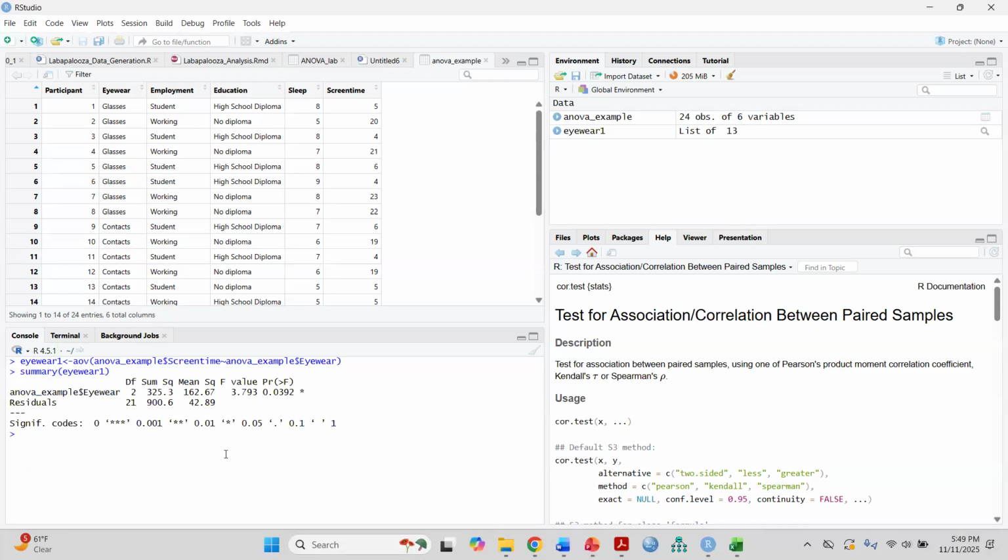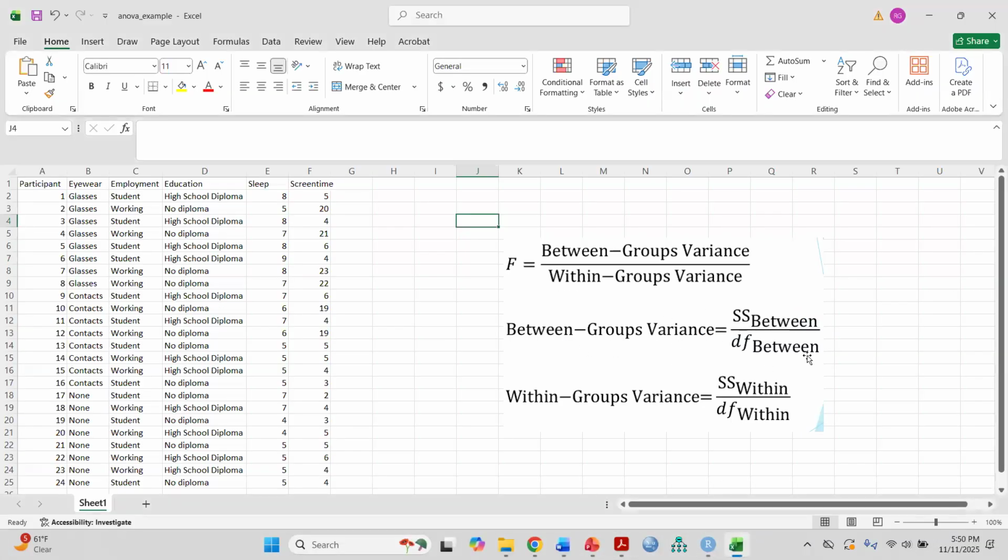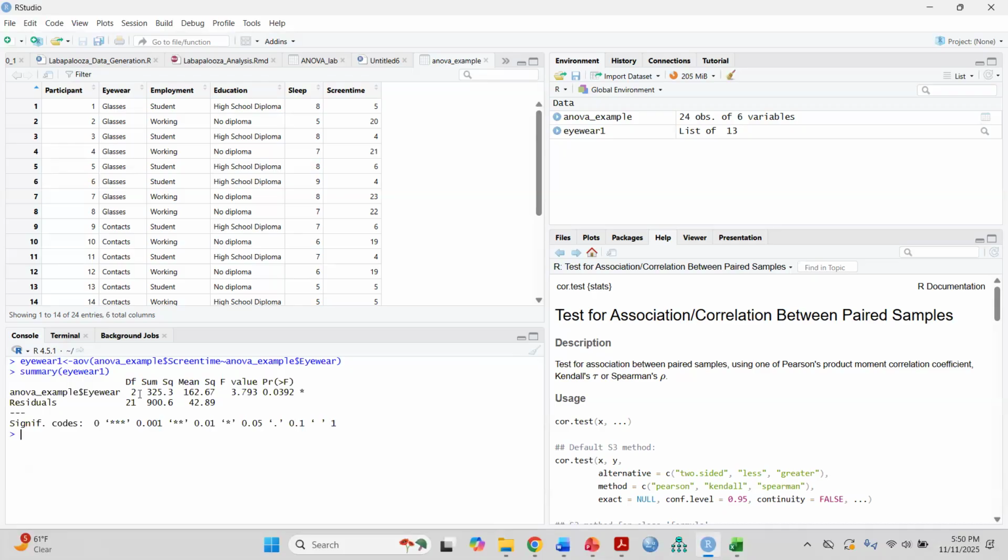This is what's called an omnibus test. It's an overall one-way ANOVA. And so what you're seeing here is a couple of different things. Basically, a lot of this top row is talking about the between groups variance, sums of squares between, degrees of freedom between. And then the bottom row is a lot about the within groups variance, sums of squares within and degrees of freedom within.